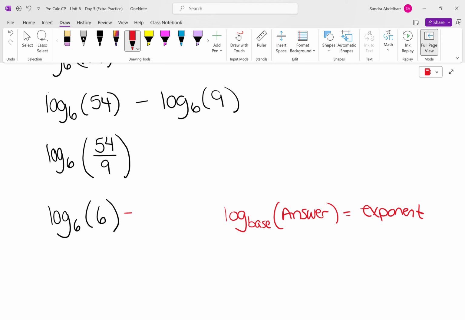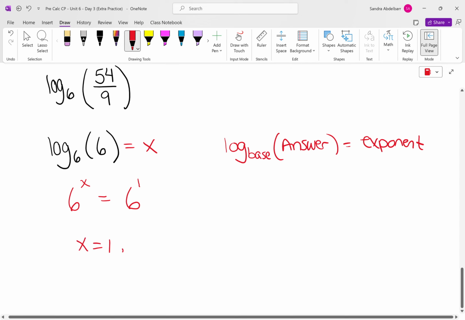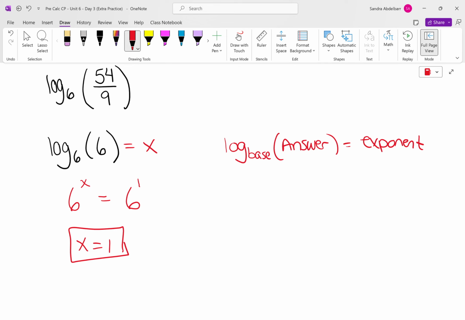Is it equal to anything here? No. So we have to put equals x. So now change this back into exponential. Equals 6 to the exponent of 1, because there's nothing there, right? So what does this mean? X has to equal 1. As long as you can change it back into exponential, you really do not need to memorize any of the shortcuts. You could always figure it out by changing it into exponential. The shortcuts just make things quicker. That's all, but you don't have to know them.